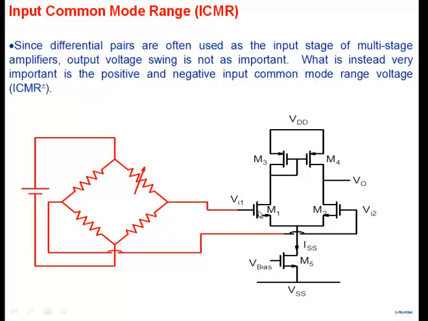Here is a differential pair, and what we have done is we have connected a bridge to the differential pair. You can think of this particular bridge as, let's say, a sensor, could be a pressure sensor, right? Normally the bridge is balanced. This resistance is the same as this resistance. The bridge is balanced, and when you apply a pressure, the resistance changes and it results in development of some voltage here, which is then supposed to be amplified.